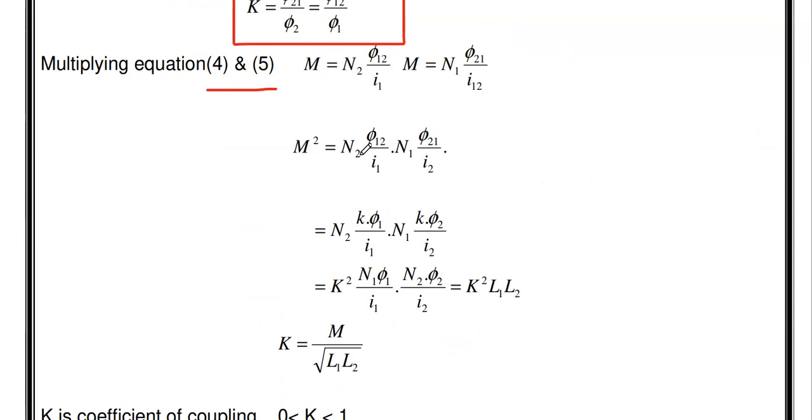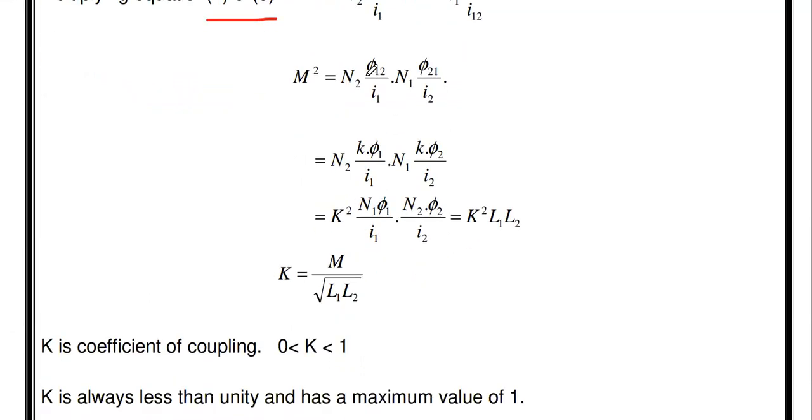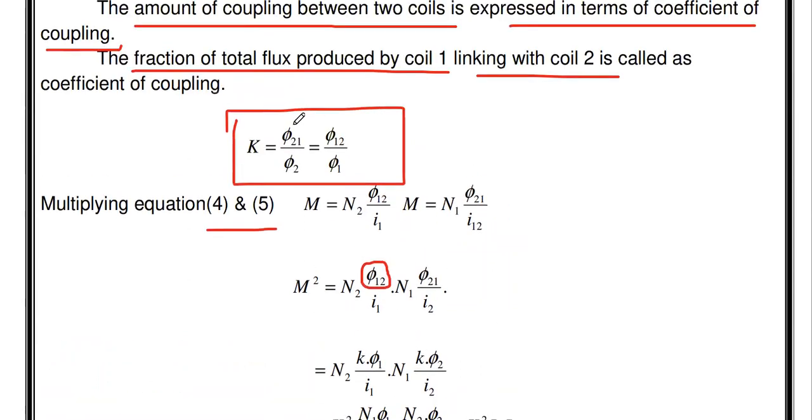Then on the right side, you are multiplying N2 phi12 by I1 and N1 phi21 by I2. Okay, so it can be written as... and what is this phi12? What does this phi12 mean? According to this definition, K equals phi12 by phi1. So phi12 can be written as K into phi1.